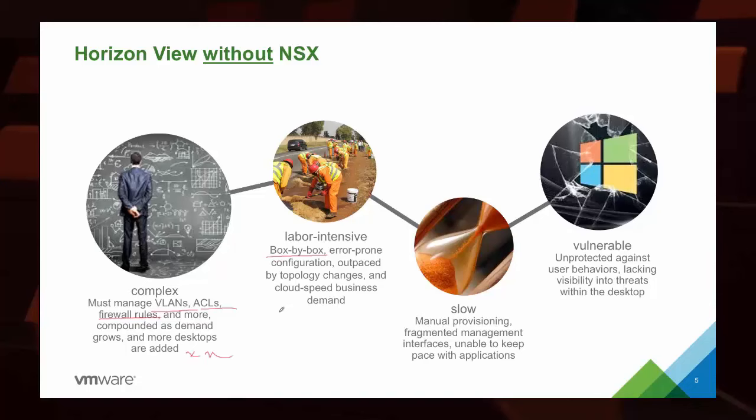And in order to not have a ton of errors, it means that we have to slow down, focus on manual provisioning, and maybe even fragment out management so we have multiple people doing it to make sure that it's done right. But even if it's done right, we're still vulnerable because we're not protected against user behaviors. We don't have any visibility into threats that are happening inside of the desktop. So even if everything happens exactly the way it should and we're able to provide some sort of human scale to it, we're still not getting the access and security that we need.